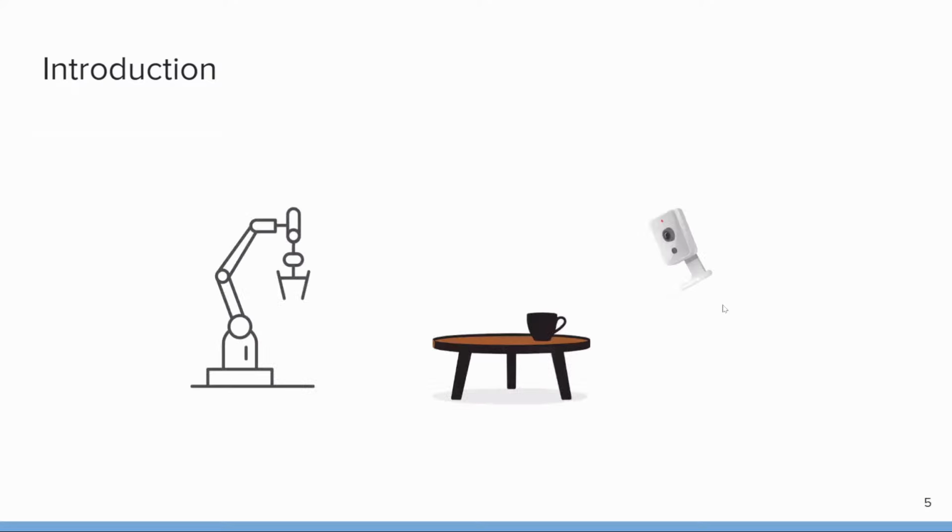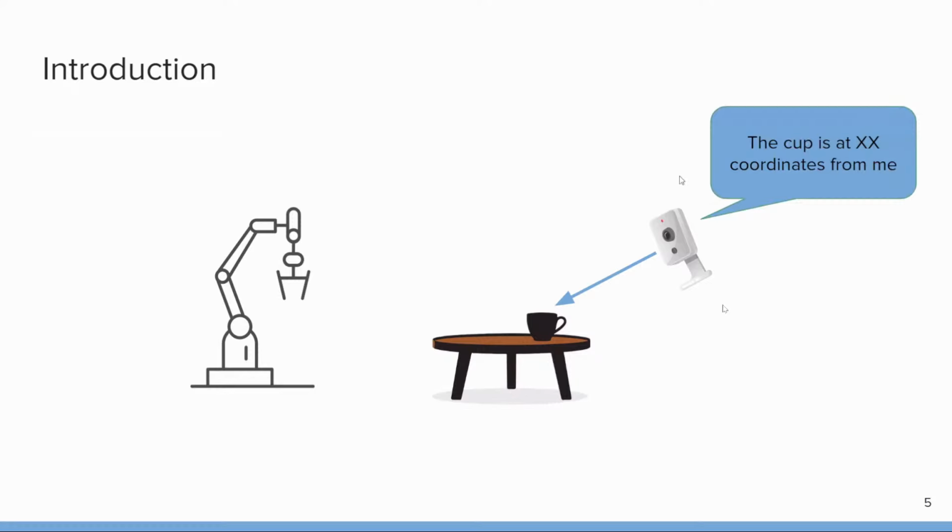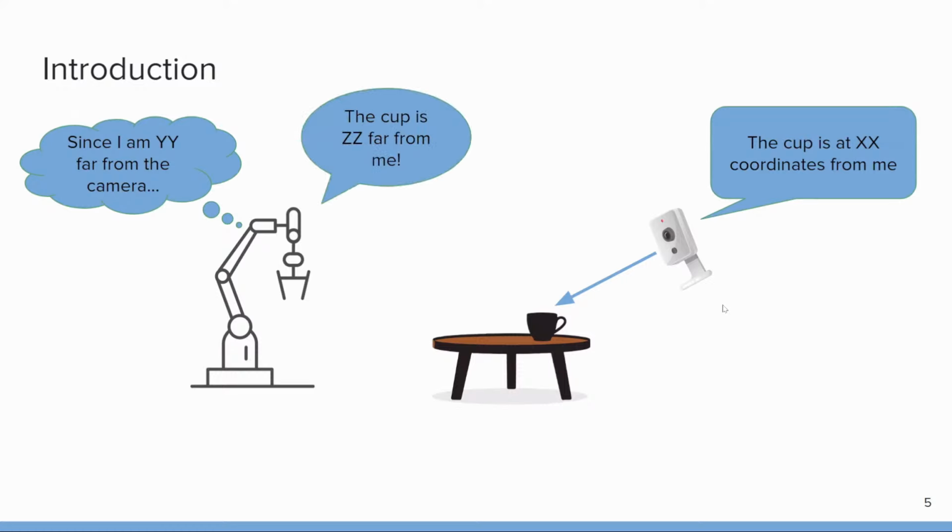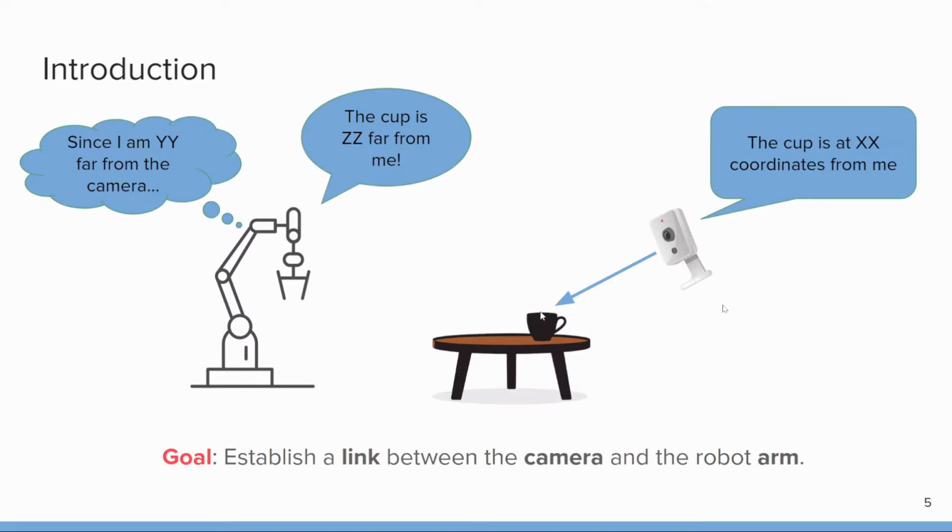Okay, so to try to explain this a bit more, we have the camera, and it's going to make some kind of detection. It's going to talk to the robot and tell it that the cup is at XX far away from me. The robot is going to say, well, since I know my position with reference to the camera, I am YY far away from the camera, then maybe I can guess where the cup is. And then I'm just going there and grab it. And this is the main goal of this project: to try to establish a link between the camera here and the robot arm.